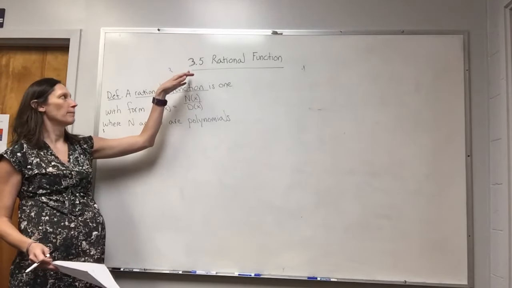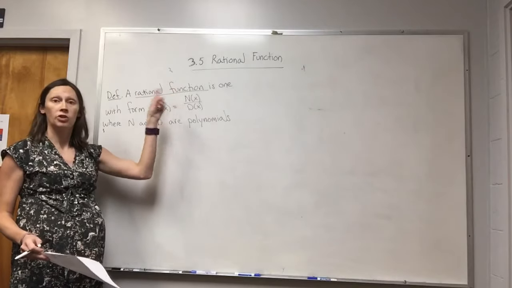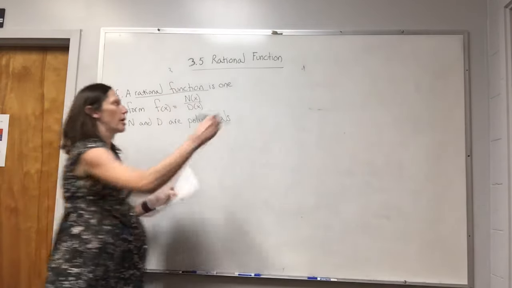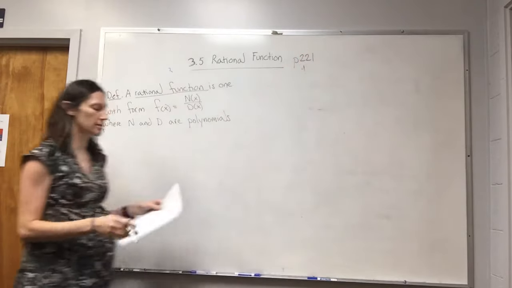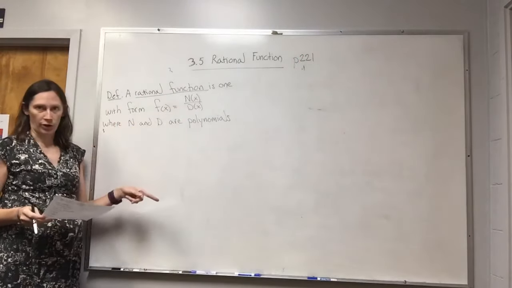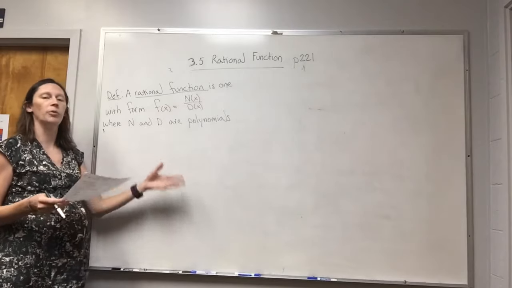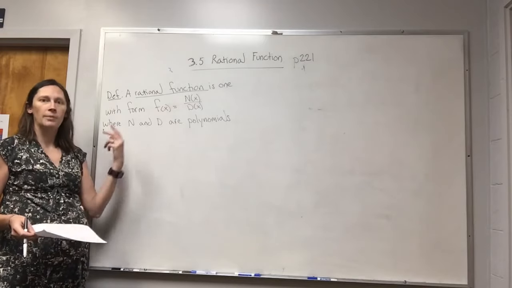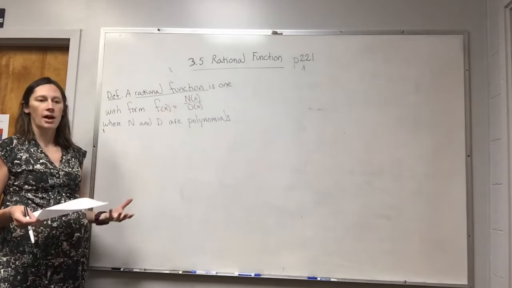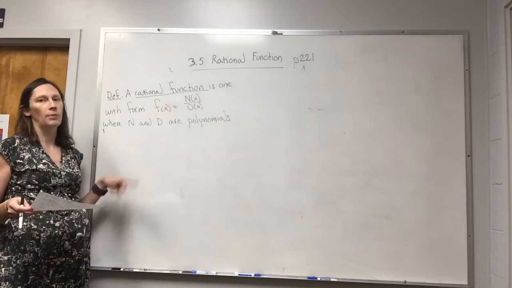Today we're going to extend our talk about polynomials to a new type of function called a rational function. This section starts on page 221 in your text. So what is a rational function? Okay, so it's no longer a polynomial like what we've been dealing with, but we'll see a lot of the related topics: intercepts, zeros, thinking about what happens at the ends of the graph. That will come up here as well.